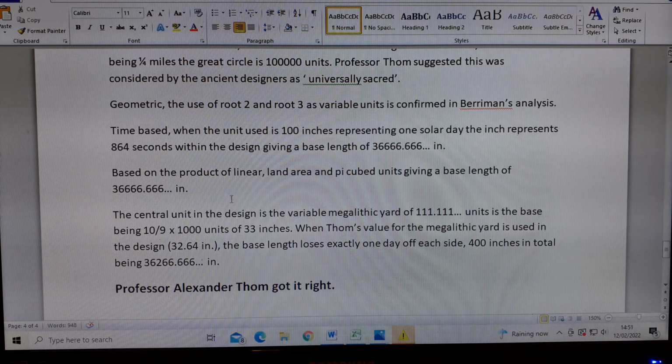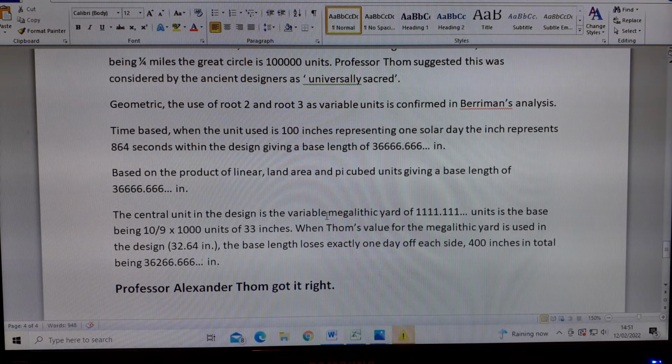length of 366.666, as we know. The central unit in the design, excuse me. Now this is something very important because this is about Professor Alexander Thom. And the central unit in the design of the Giza Great Pyramid is the Megalithic Yard. And I've made a mistake in there. Should have another 1 in it.